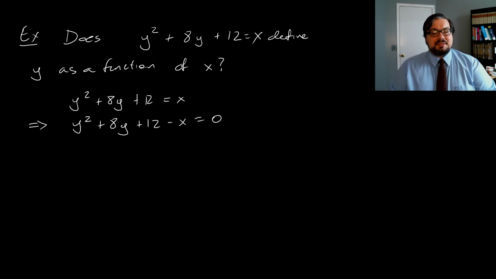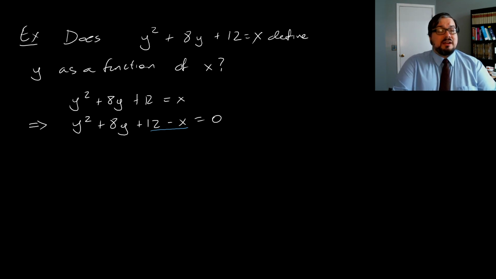Now factoring this is unfortunately not really going to be feasible because of the 12 minus x term. If we were to factor it, we would want to treat x sort of as a constant and factor things that way. Unfortunately, to factor this, we would need to find two numbers that multiply to equal 12 minus x and add to equal 8. And you might be able to do that for specific values of x, but not for all of them, probably.